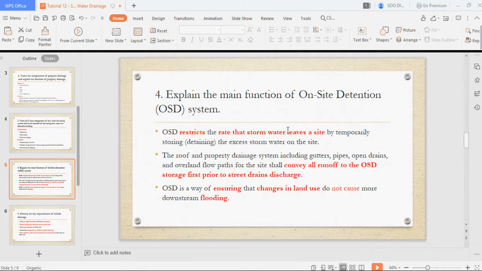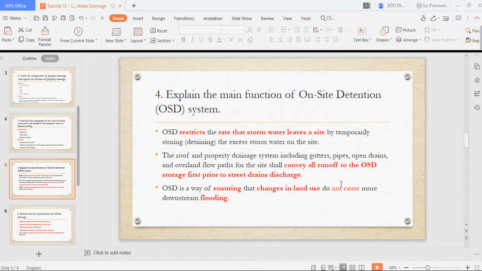Okay, so question 4, explain the main function of the on-site detention system. So this on-site detention system is to restrict the rate of stormwater leaving a site by temporarily storing it in a detention pond. So it can have a gutter, pipe, open drainage, flow.